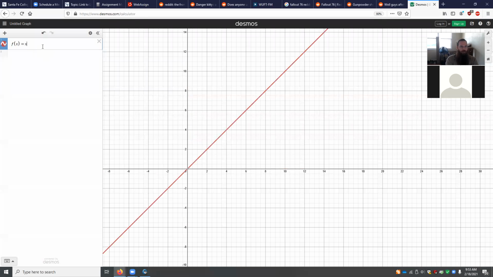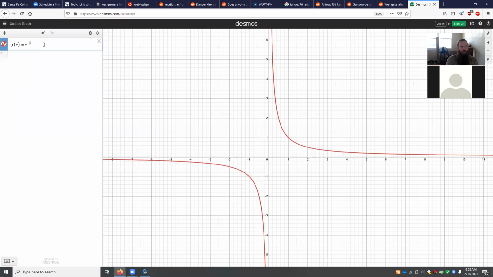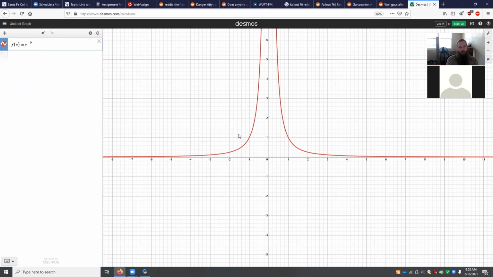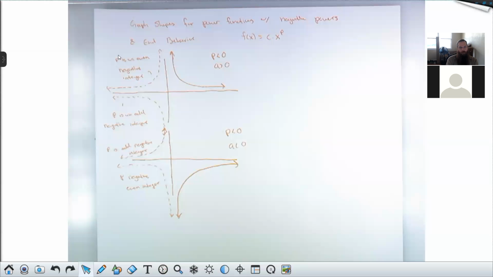X to the -1 is the one we've looked at, right? This is 1 over x. X to the -2 has the y-axis symmetry. This is an even function, right? Because the only powers that show up here are even integers. X to the -3, this is an odd function. And again, you've got this sort of graph shape that we're talking about here, right?